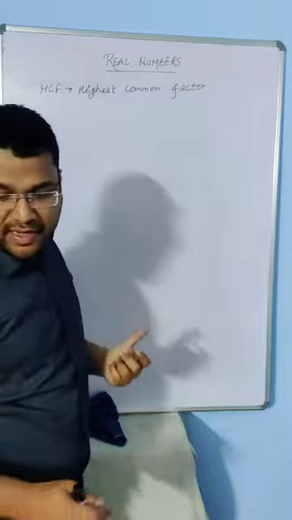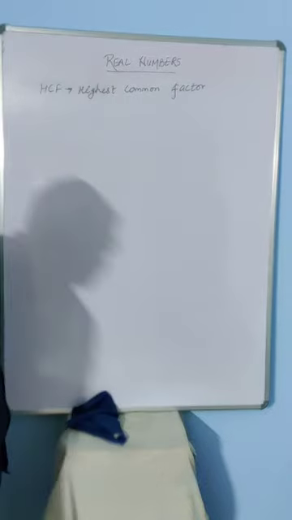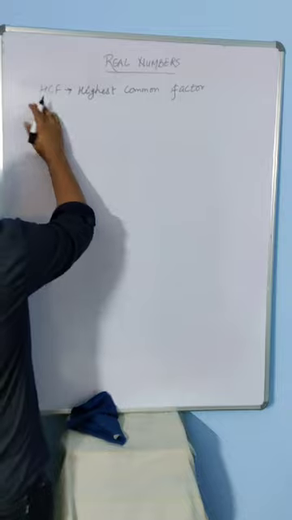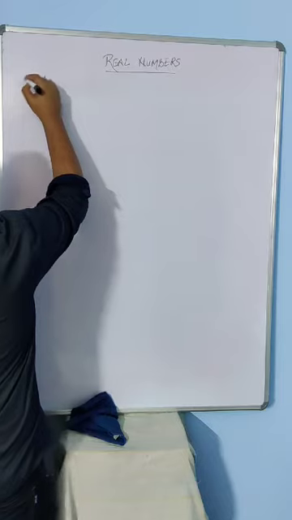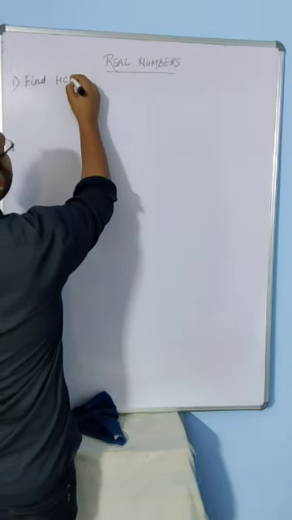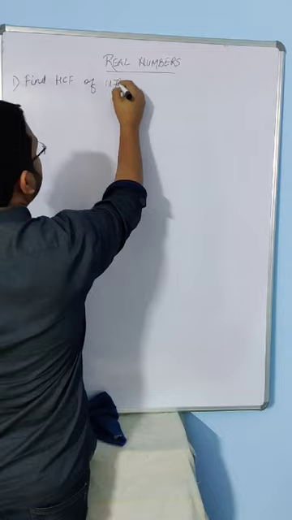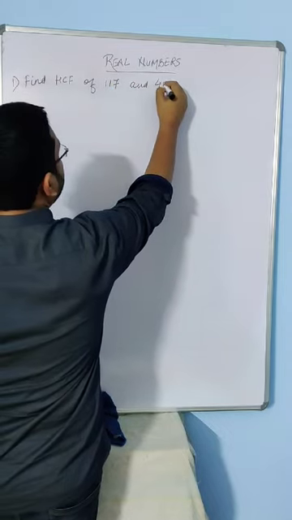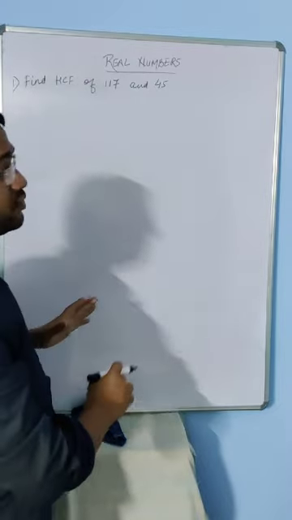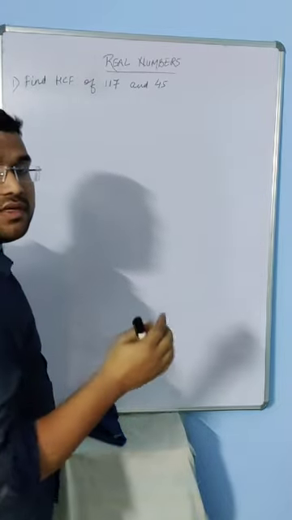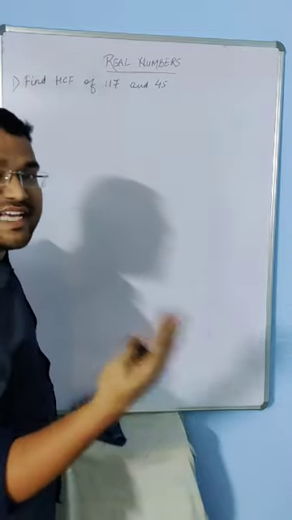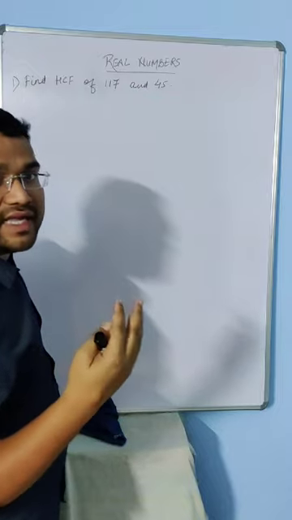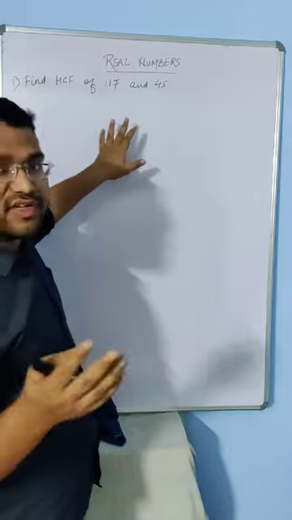Let's say I have to find HCF of 117 and 45. So out of two numbers, what are the possibilities? One will be smaller, one will be greater, or both the numbers will be equal. In case of equal numbers, we will not be finding HCF. So such questions you will not be getting.